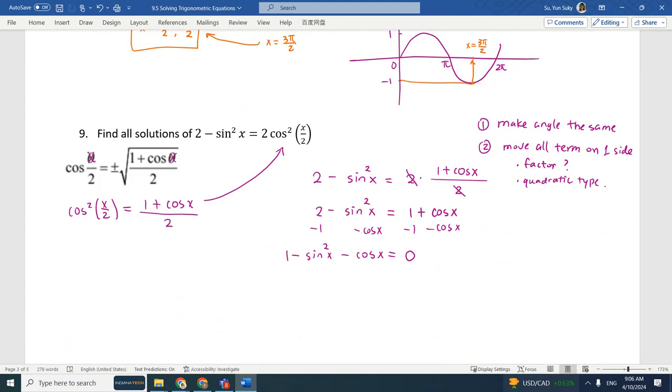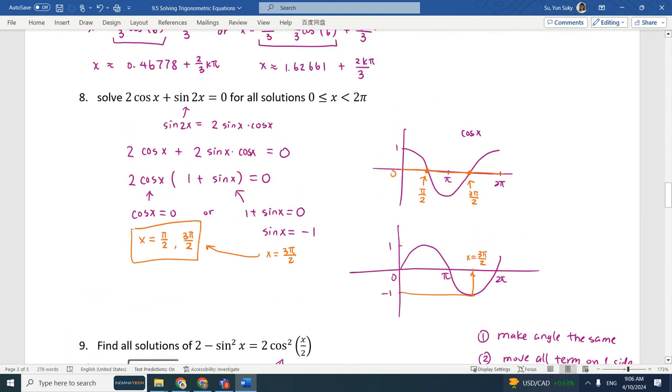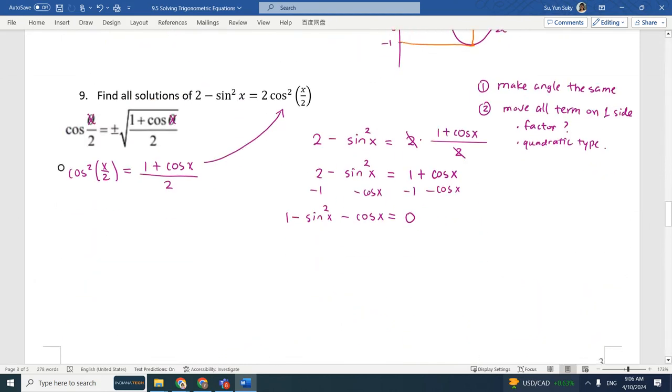So this is different than the previous problem. In the previous problem, we moved all terms to the left and had a common factor. Do you see that? We have a common factor, so we have a product of two factors. We get the mini equations. We don't have to convert the sine into a cosine. But this problem, are we able to factor here? Nope. So in this case, we have to convert either the sine into cosine or the cosine into sine.